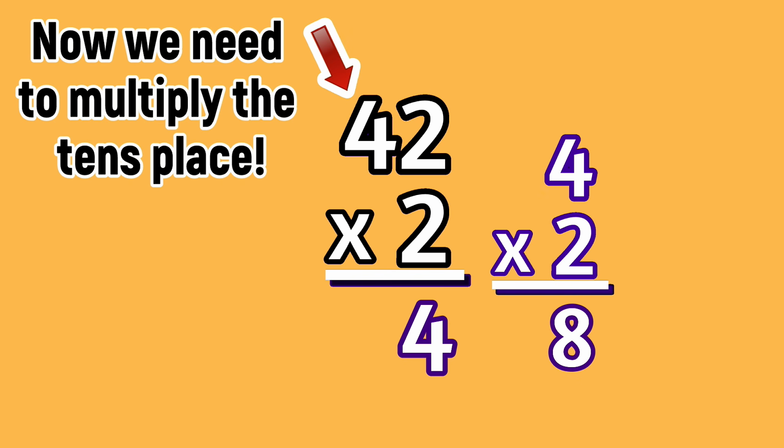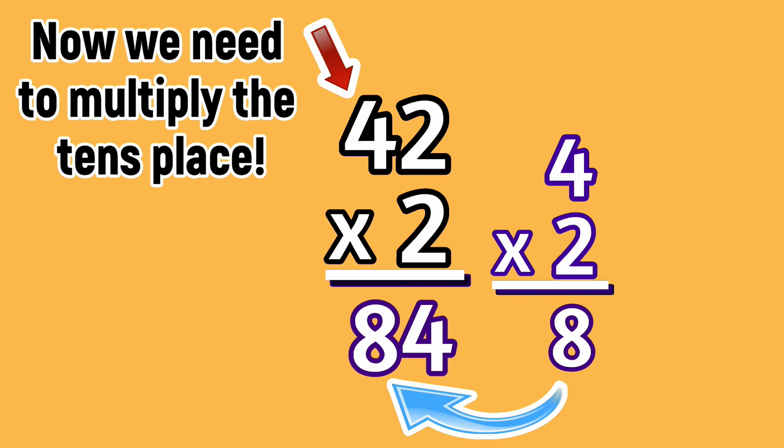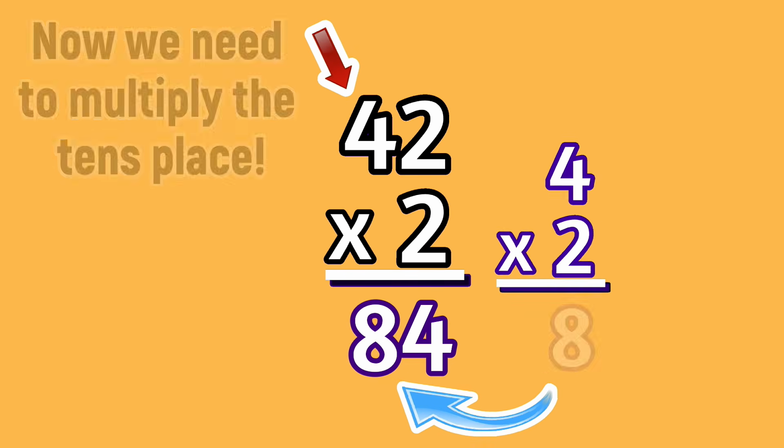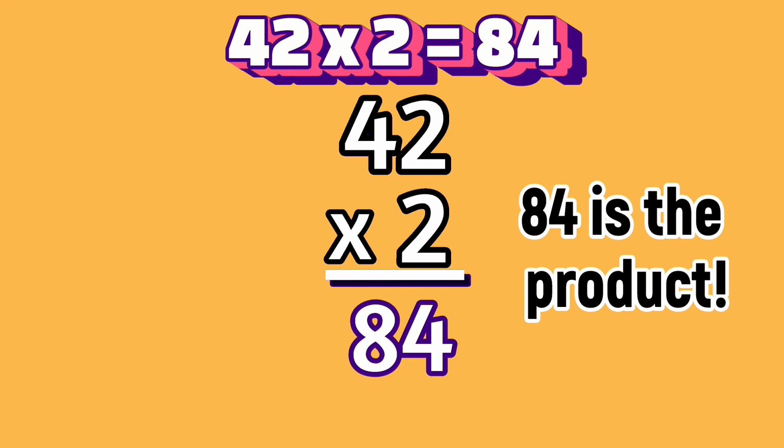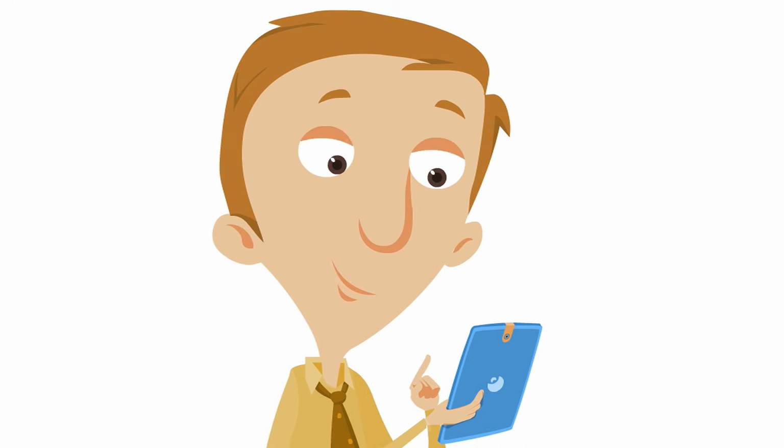Tremendous job! So we'll write the number 8 here in the tens place because we were multiplying the tens. And that's it. 42 times 2 equals 84. 84 is the product.